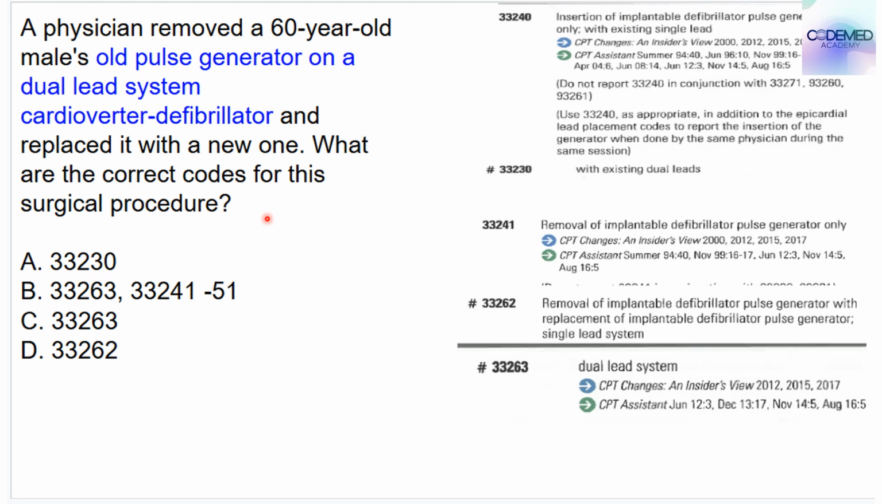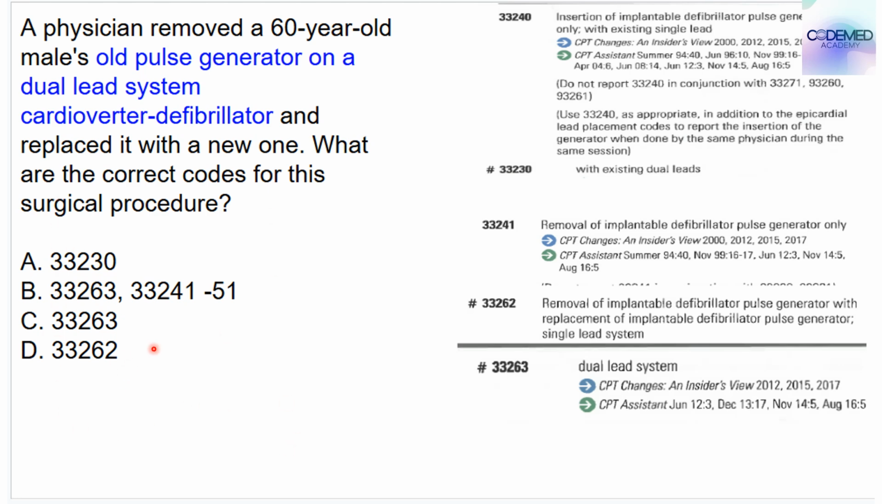First of all, what is the system? It is a defibrillator. Then secondly, what they have done with the system: they have removed the old pulse generator and replaced it with the new one. And how many leads does the system have? Dual lead. So we have enough data for us to eliminate all the wrong options.